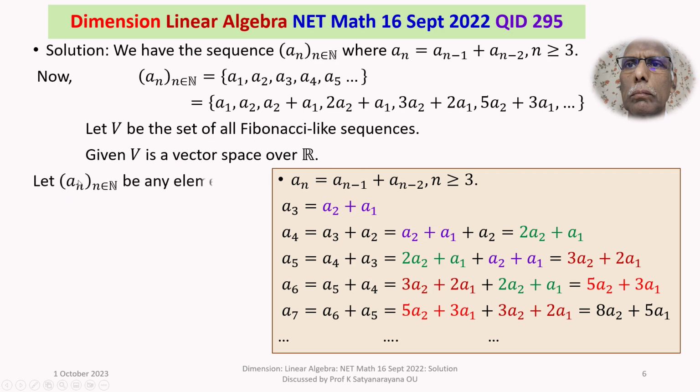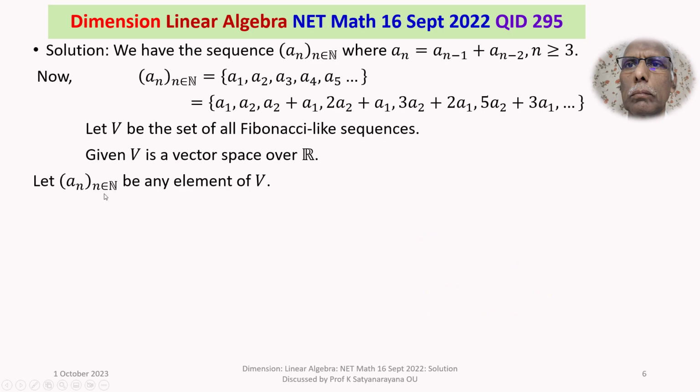Let a_n, n belongs to N, be any element of V. That means from V you take any Fibonacci-like sequence, any sequence you take. Any sequence will look like this, whose terms will be: a1, a2, a2 plus a1, 2a2 plus a1, 3a2 plus 2a1, 5a2 plus 3a1, and so on and so forth.